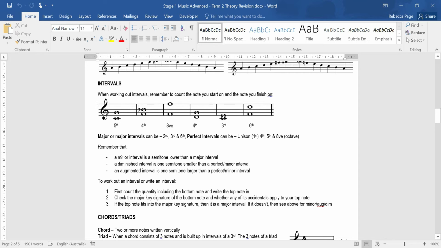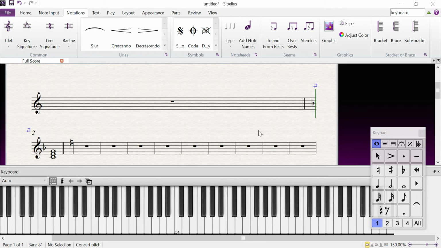So we need to remember that a minor interval is a semitone lower than a major interval. We'll just start with that. So let's start with working out what an interval is. So if we start on F and we go to E, we can count up F, G, A, B, C, D, E. So that's 7. So we'll write 7th in there. That's already half of the question answered. And we need to work out what type of 7th.